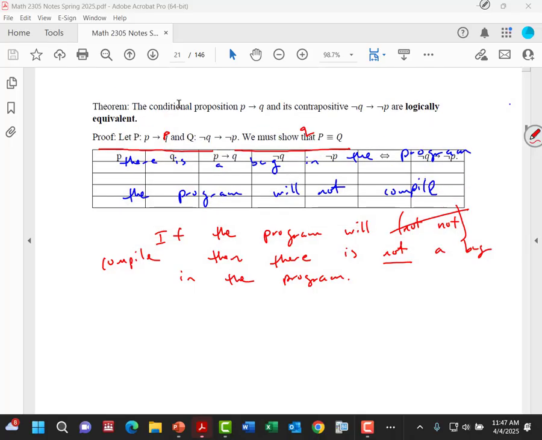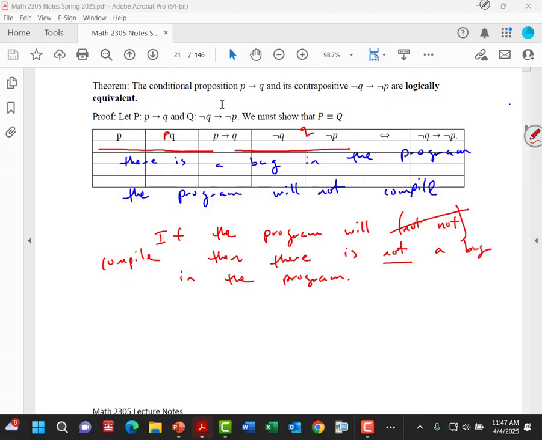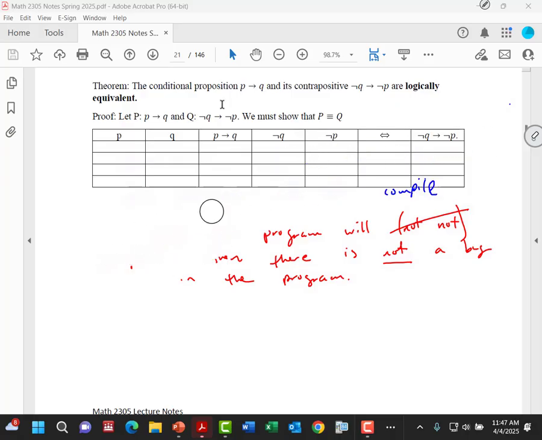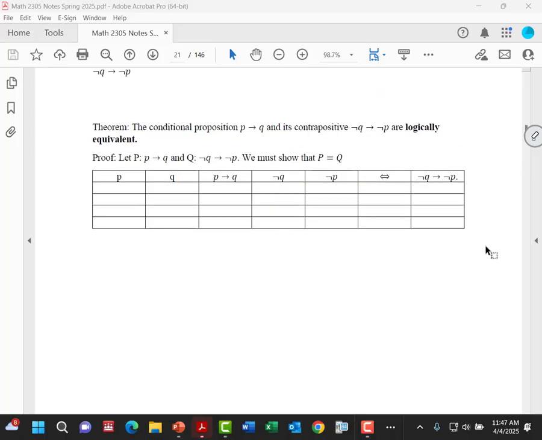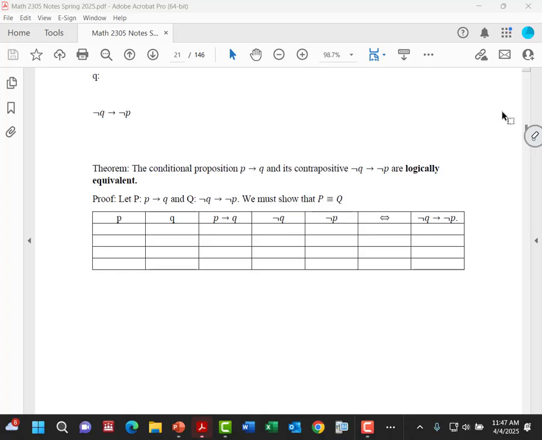We're going to skip this next example, but I do want to at least emphasize this theorem. No, I do need to do this theorem and this proof because it is relatively important. So the conditional proposition, if P then Q, and its contrapositive, not Q implies not P, are logically equivalent. Okay? So let's do a very brief, quick proof for this one.